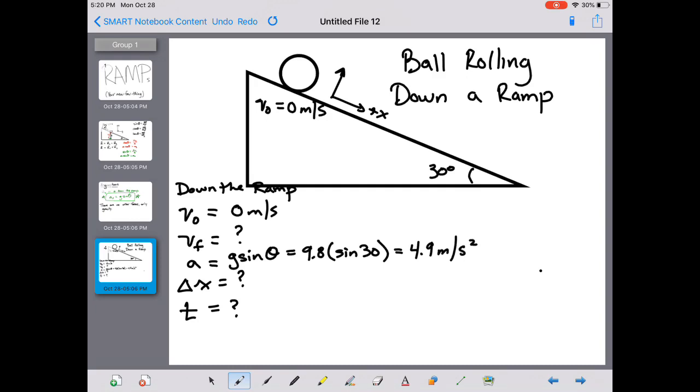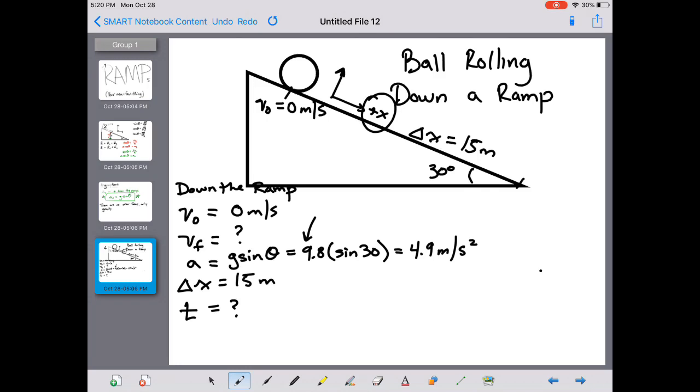Now notice I called down the ramp positive. That's why this number is positive right here. So it's up to whatever you define as positive, up the ramp or down the ramp. Now, let's take out some other information here. Let's say that the length of this ramp from here to here, delta x, is equal to 15 meters. So my change of position is going to be 15 meters.